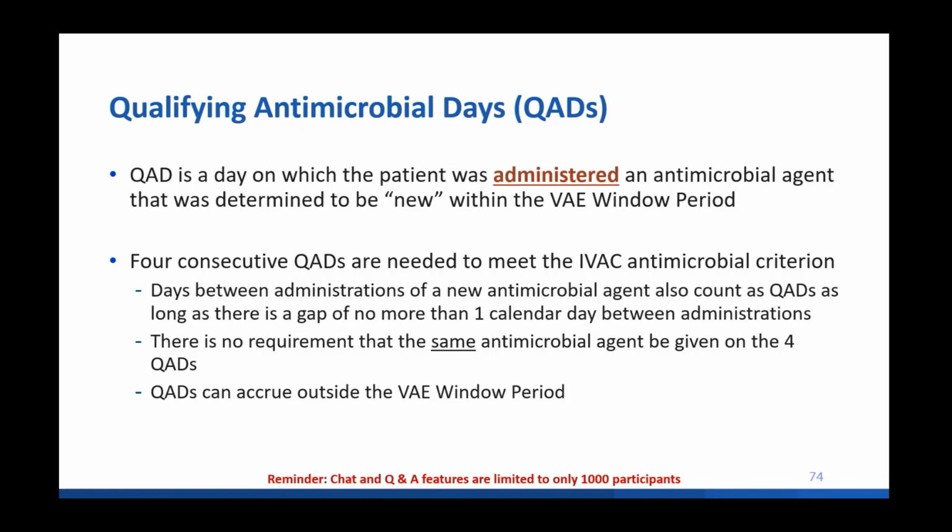To meet the IVAC antimicrobial criterion, there must be 4 consecutive QADs. Days between administration of a new agent also count as QADs if there is no more than 1 calendar day between administrations of the same antimicrobial. There is no requirement that the same agent be given on the 4 QADs, and the QADs can occur outside the VAE window period as long as the agent is initiated within the window period.